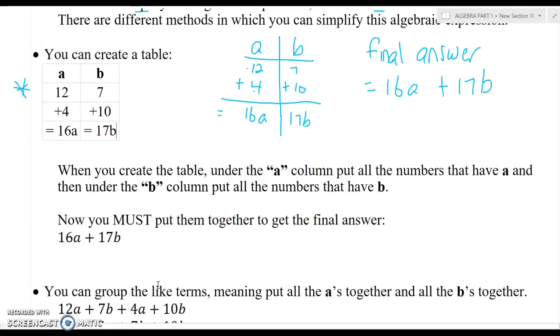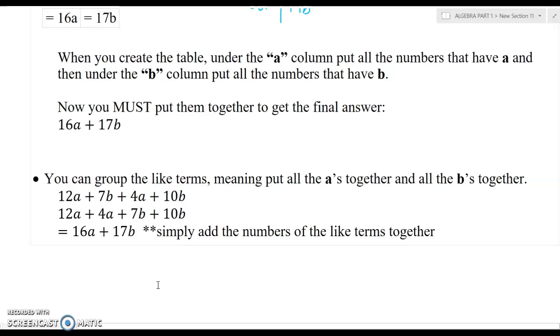Now, there's another way you could do it, which is grouping your like terms. This is my question here: 12A plus 7B plus 4A plus 10B. You put all the A's together and you put all the B's together. So we have 12A and then put the 4A next to the 12A, then we have 7B plus 10B. It is easier to see now. 12A plus 4A is 16A. 7B plus 10B is 17B. Simply add the numbers in your like terms. And this is my final answer here.